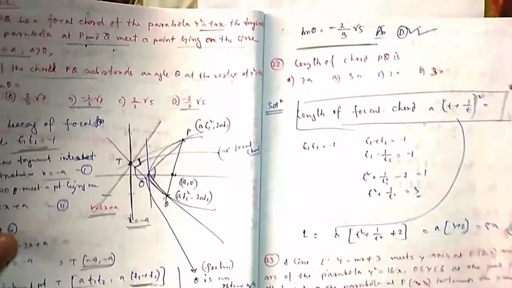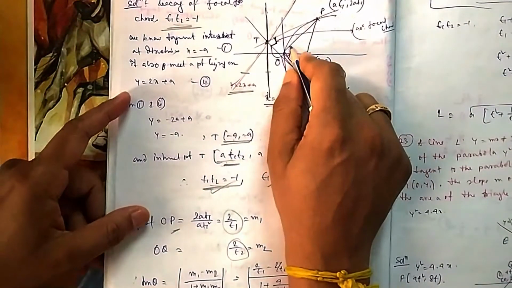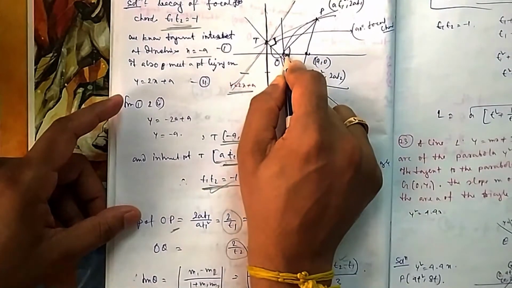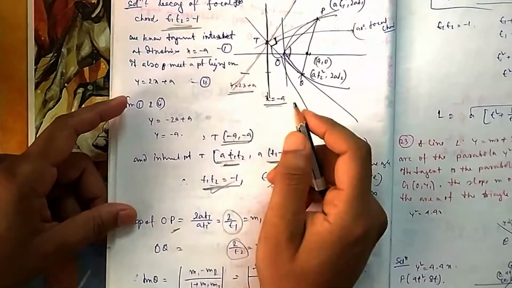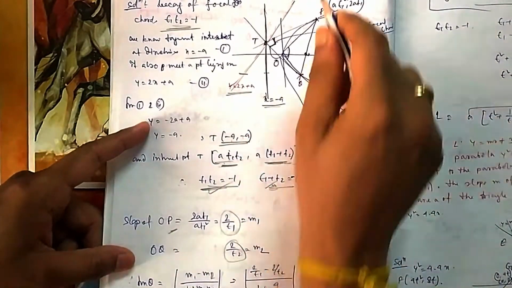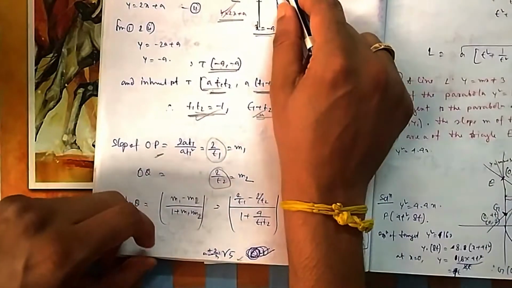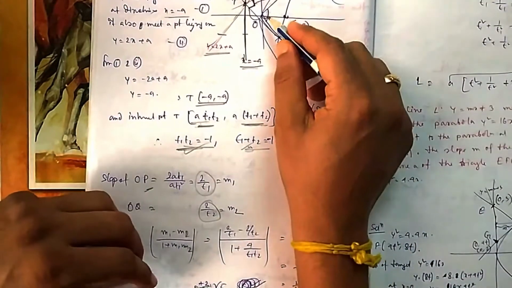Even if you solve this one, if you don't look at this angle, this angle is greater than 90 obviously. So your answer should be minus. That is the idea. If you get plus minus, it is because we take mod, because we are always interested to find the acute angle between the lines, but here it is an obtuse angle.